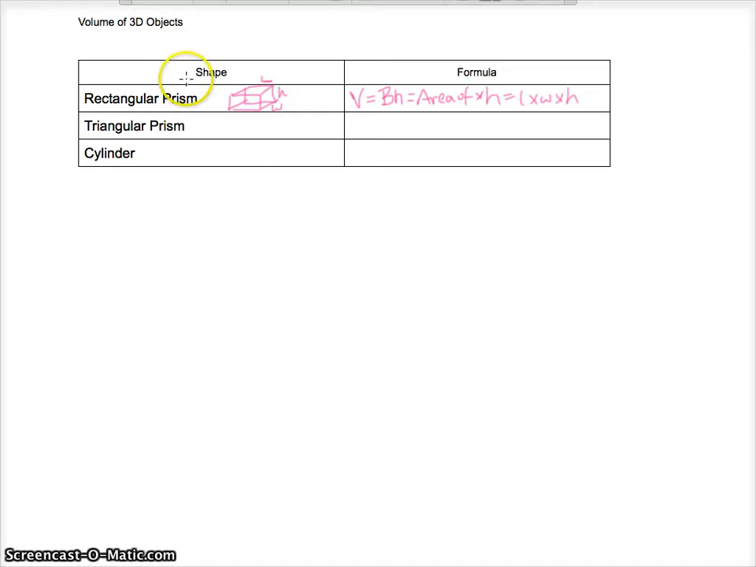Let's look at the triangular prism. The triangular prism is going to be a series of triangles, two triangles, overlapped to make a three-dimensional shape. Okay, it's got two triangles and 5 total sides. It also has a height, length, and a width.